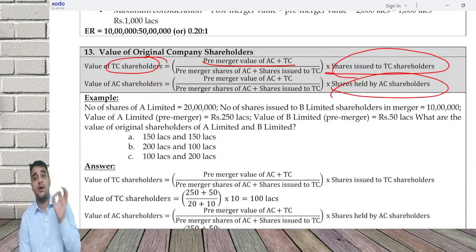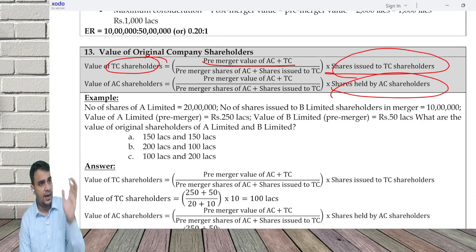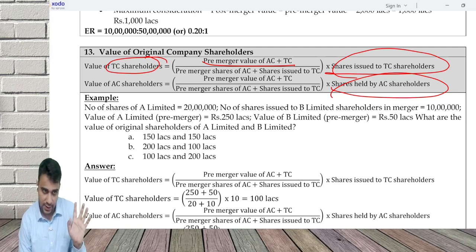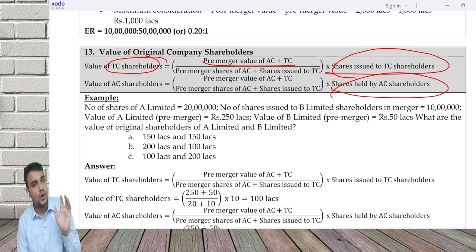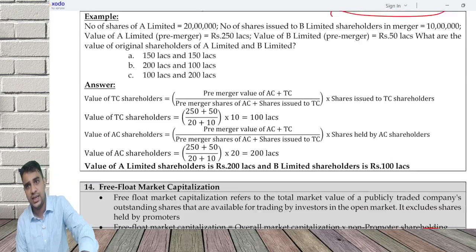Value of original shareholder is a concept which assumes there is no synergy gain. Add A, B, that's the post-merger value. Divide by the overall shares post-merger, into whatever share AC holds, whatever share TC is holding.